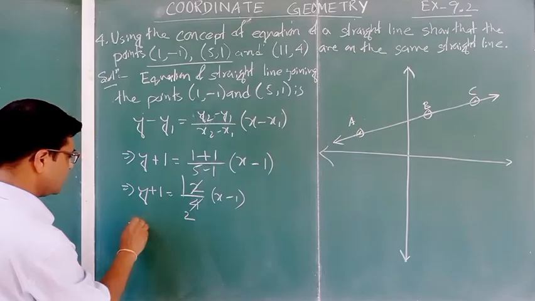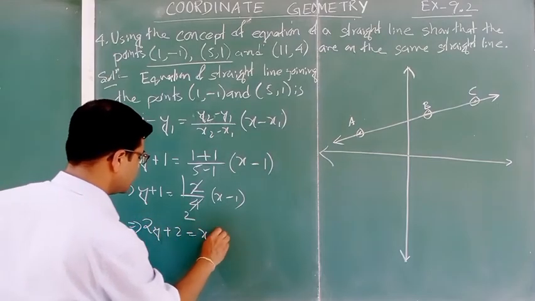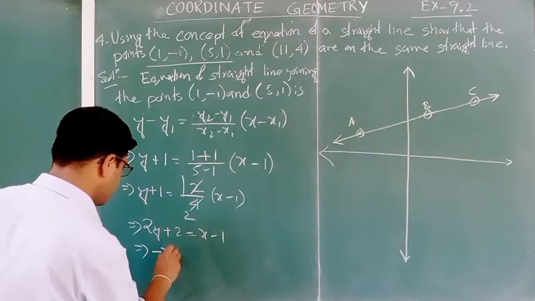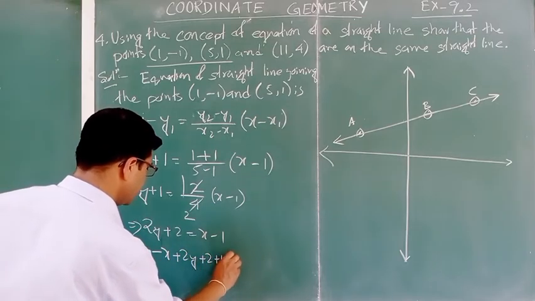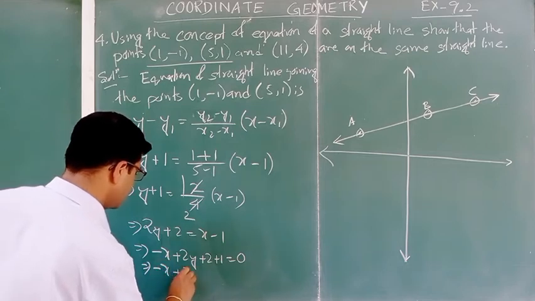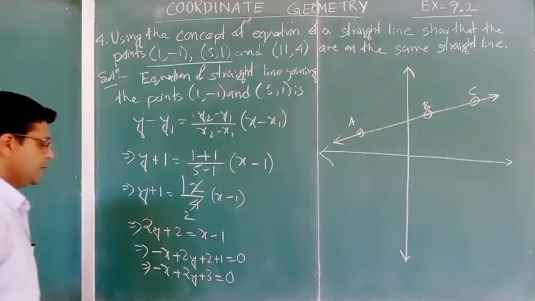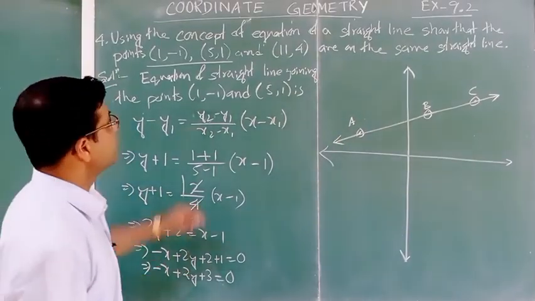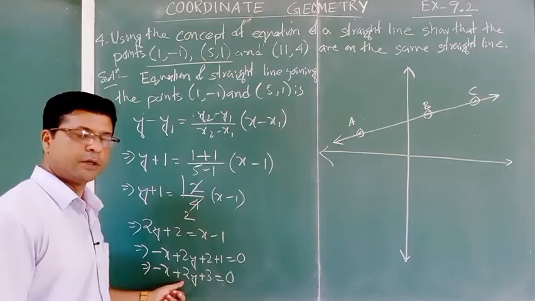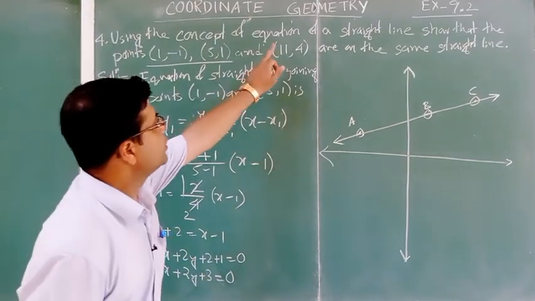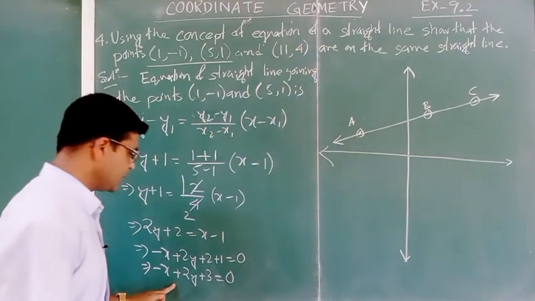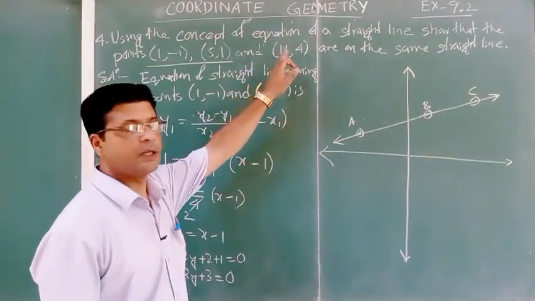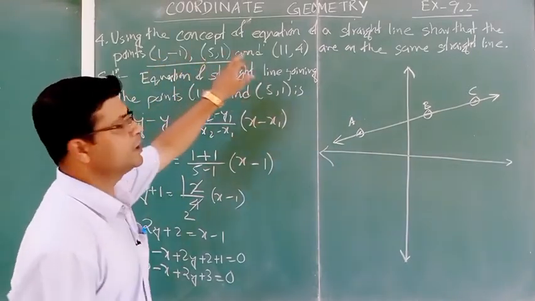Let us cross multiply: twice y plus 2 equals x minus 1. So let us bring this x and this minus 1 to this side. What we are getting: minus x plus 2y plus 2 plus 1 equal to 0. So we are obtaining minus x plus 2y plus 3 is equal to 0. Now this is the equation of the straight line joining these 2 points. Now the main thing comes here. Whether this third point will lie on this straight line or not, how can we understand? If we put the values x equal to 11 and y equal to 4 in this equation, and after calculation the right hand side is 0, then we understand that this point will also lie on the same straight line. Thus we can say that all the 3 points lie on the same straight line.